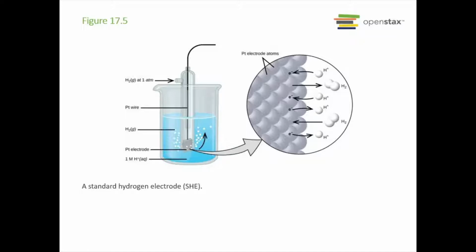This here is called the standard hydrogen electrode, or SHE. She's pretty cool. And this is a half cell, and we use this as a standard value, and we'll talk more about this a little later, but here's just showing you another type of electrode. Its half reaction is 2H+ plus 2 electrons going to hydrogen gas.